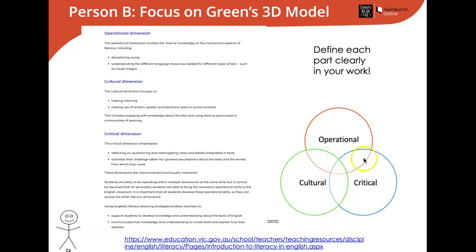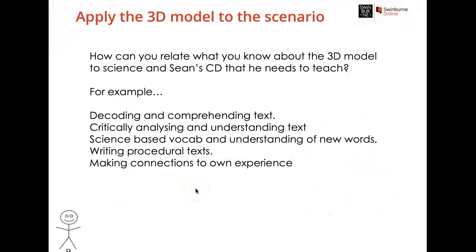You're going to define each of those, and then you are going to link them to the scenario. So we can already see in our scenario that kids need to be able to decode and comprehend text. That's something that they're going to have to do in this science inquiry unit. They're going to have to critically analyze some of these texts. They're going to have to use science-based vocab to understand new words. They're going to have to write procedures. They might have to make connections to their own experiences.